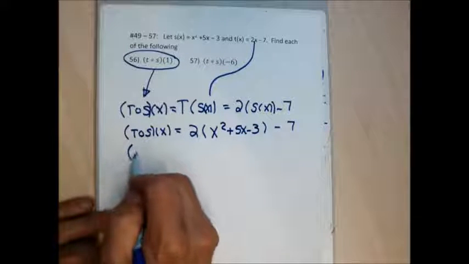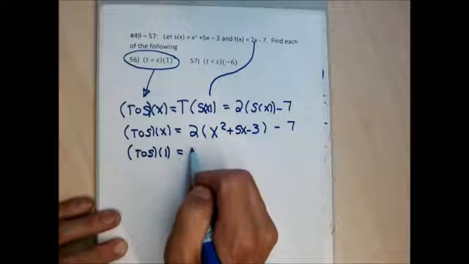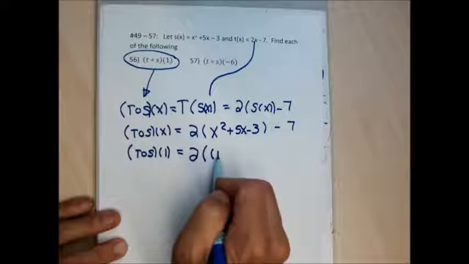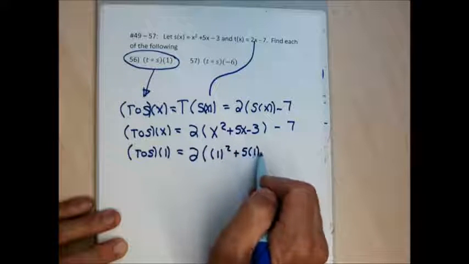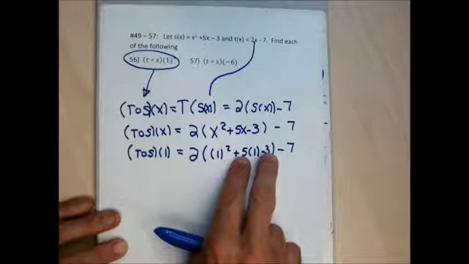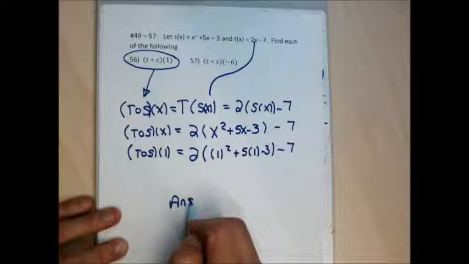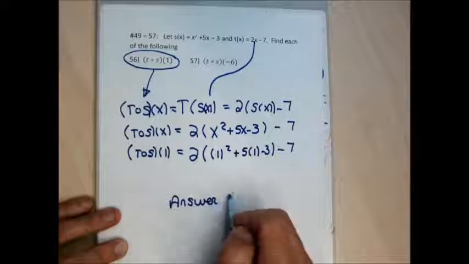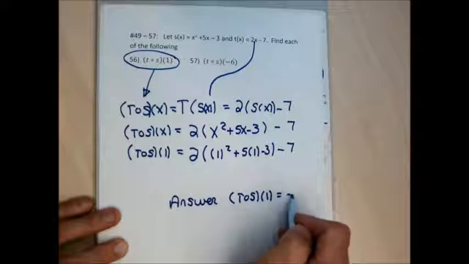Now I can change the x back to a number and make this 2 times parentheses 1 squared plus 5 times 1 minus 3 minus 7. Oh gosh, this is 2, 3, 6. The thing comes out to negative 1. I think my answer is going to be t composed with s of 1 equals negative 1.